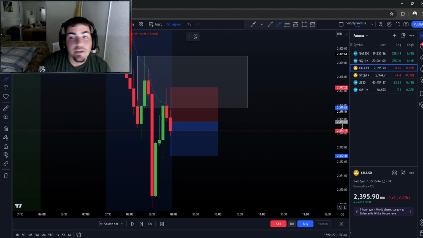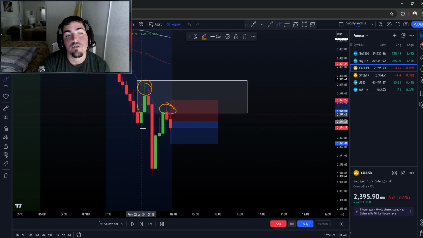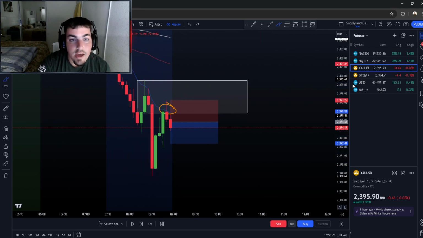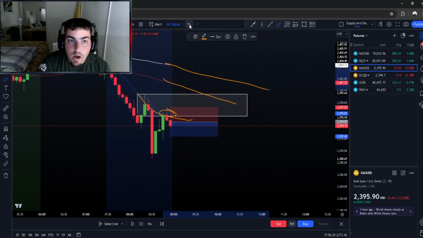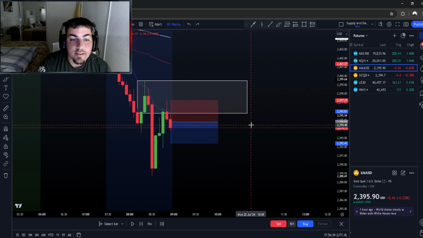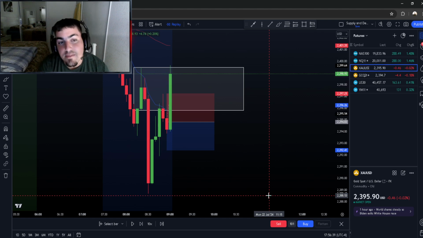And look at this. We got rejection of the 13 EMA, which was the last EMA that we rejected before this massive bearish movement to the downside. We got all the EMAs lined up, like 13, 50, 200. I like that. And we're rejecting the 13. This is looking awesome. And then the next candle literally spiked up.